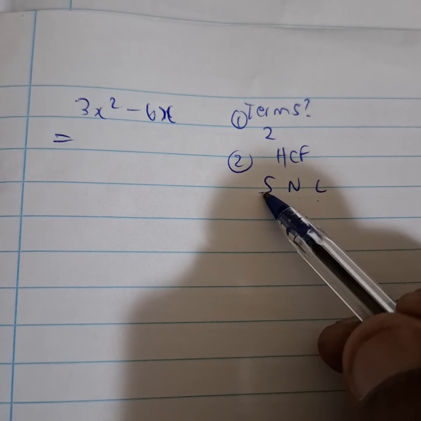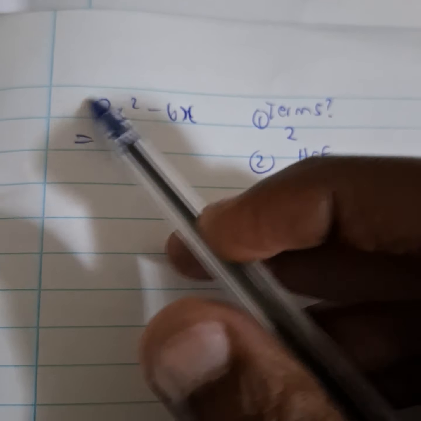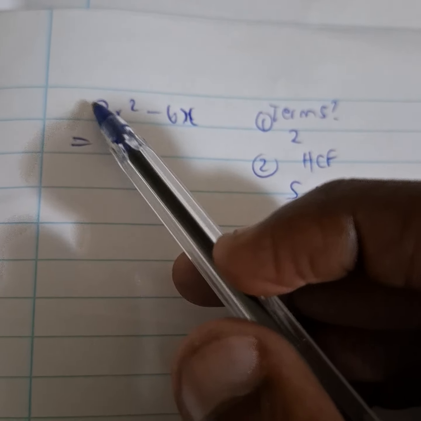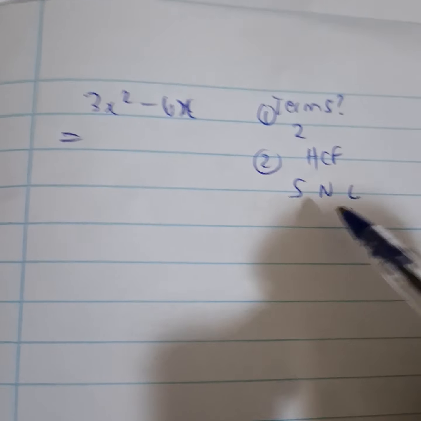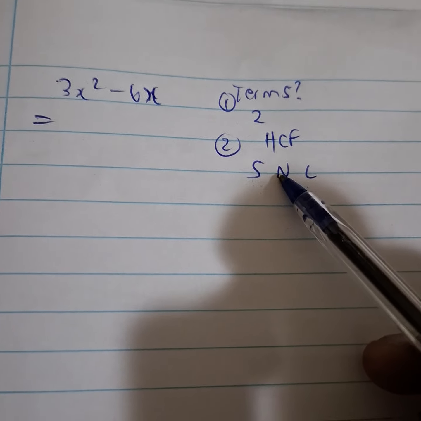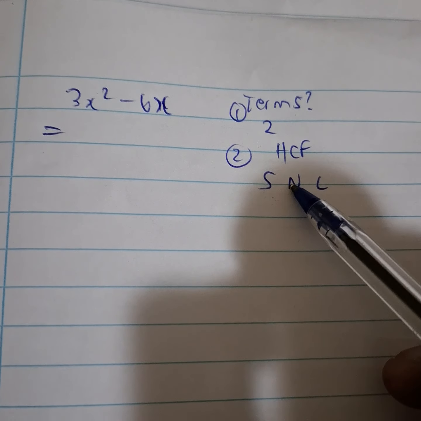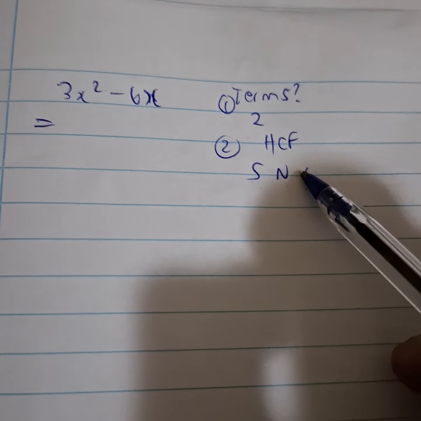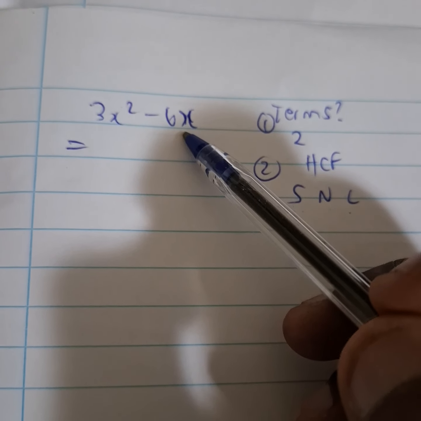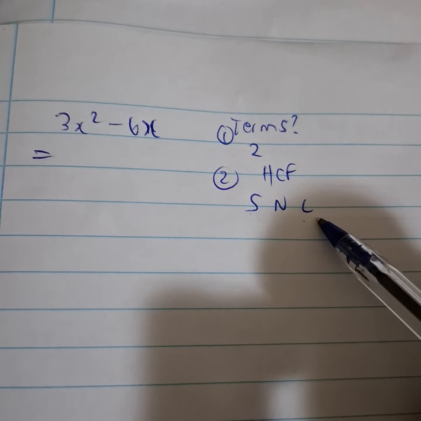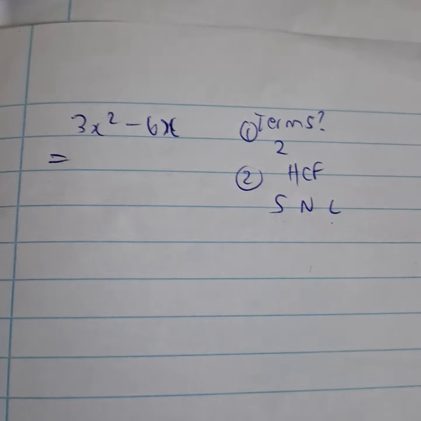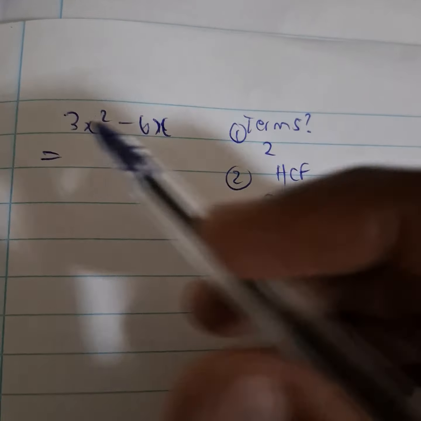What dictates the highest common factor sign is the first term. If the first term is positive, we take out a positive. If the first term is negative, we take out a negative sign. For the highest common factor number, we look at the coefficients 3 and 6, and we take out the highest common factor number. And then lastly, the letter. What dictates the highest common factor letter is the variable that has the lowest exponent. So let's look at that here.